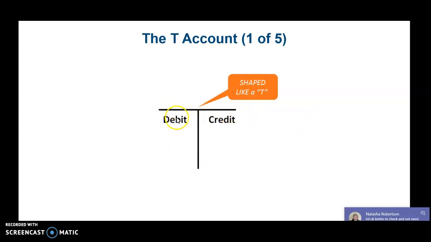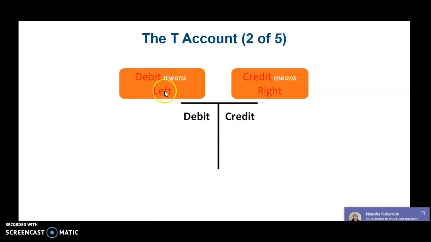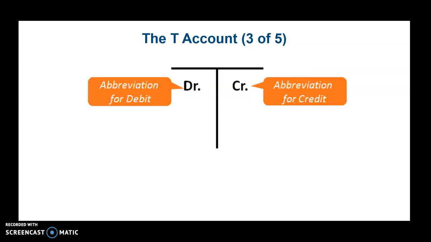On one side of the T account is a debit. On the other side of the T account is a credit. Debit means left. Credit means right. Now, some people in the past have asked me, why did they come up with the word debit? Why did they come up with the word credit? I do not know. I've asked people, no one really knows. But in the accounting world, that's just generally how it is. The debit is on the left-hand side. The credit is on the right-hand side.